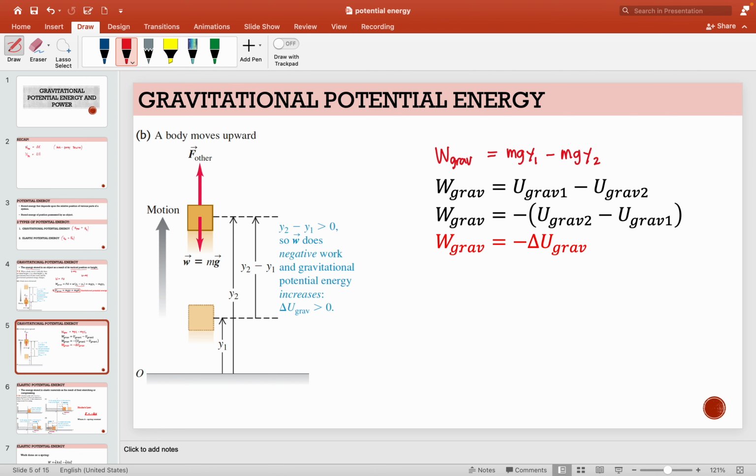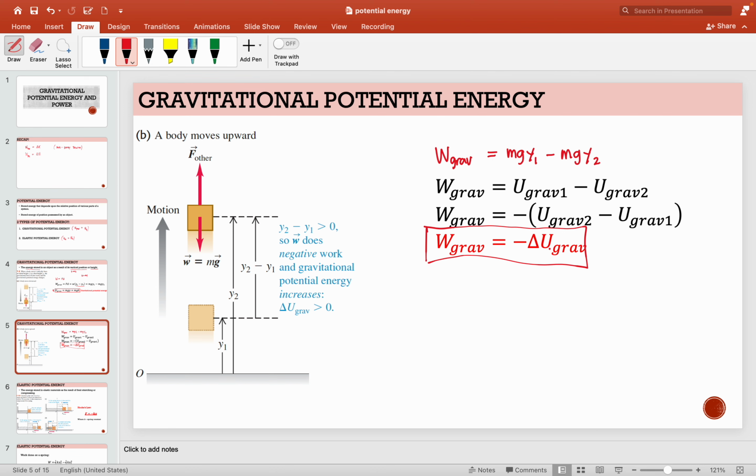So we have here the work done by the gravitational potential energy is equal to the negative of the change in the gravitational potential energy. The purpose of exchanging the positions of the initial and final gravitational potential energy is that, di ba, when we say change, it is the final value minus the initial value.